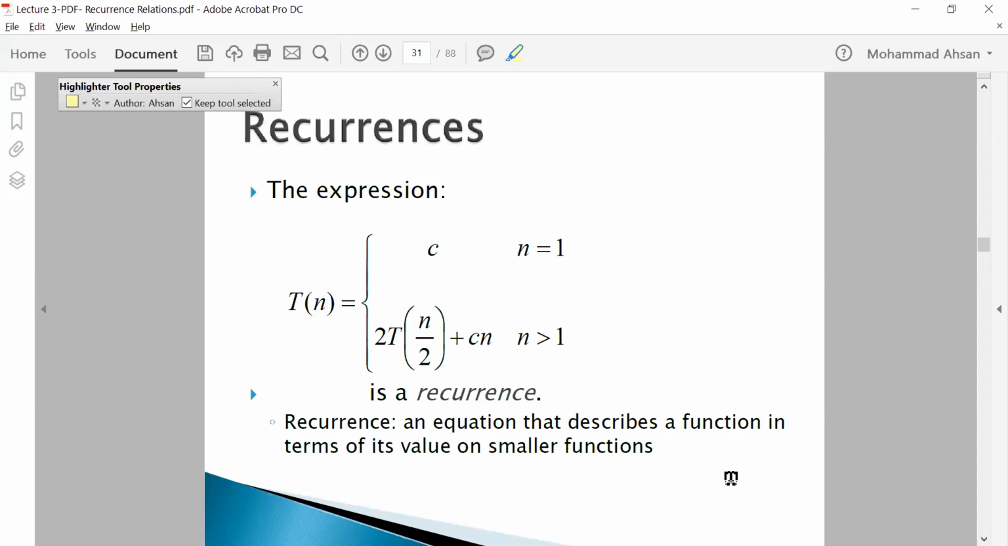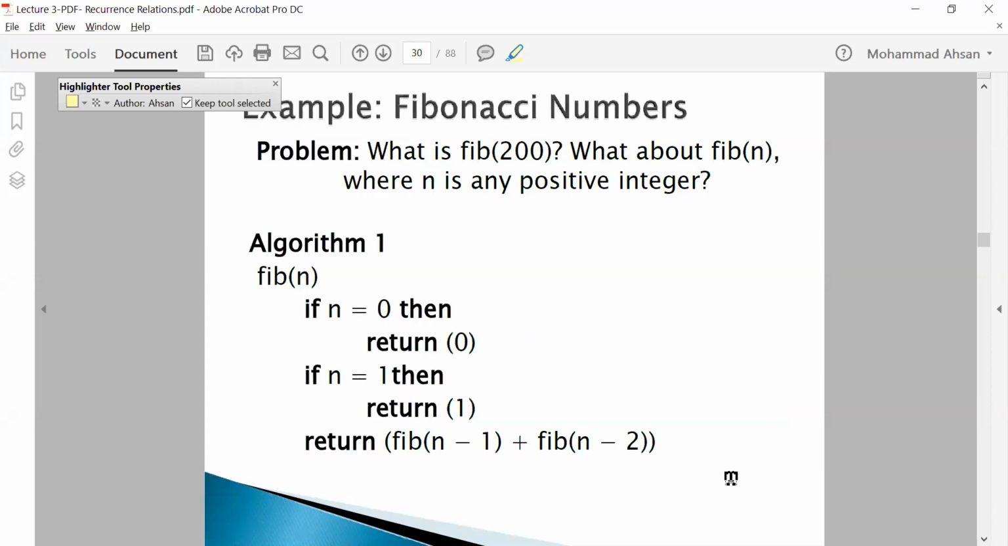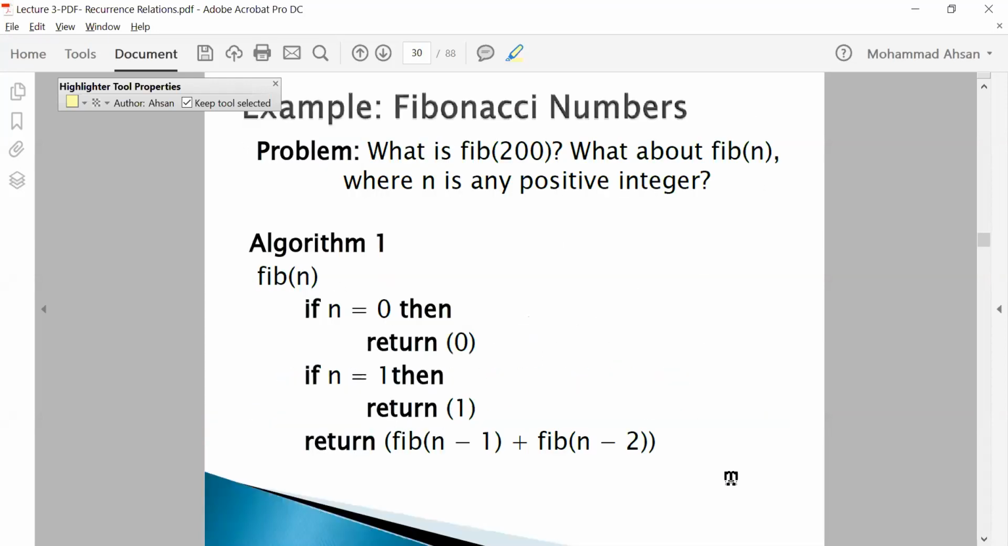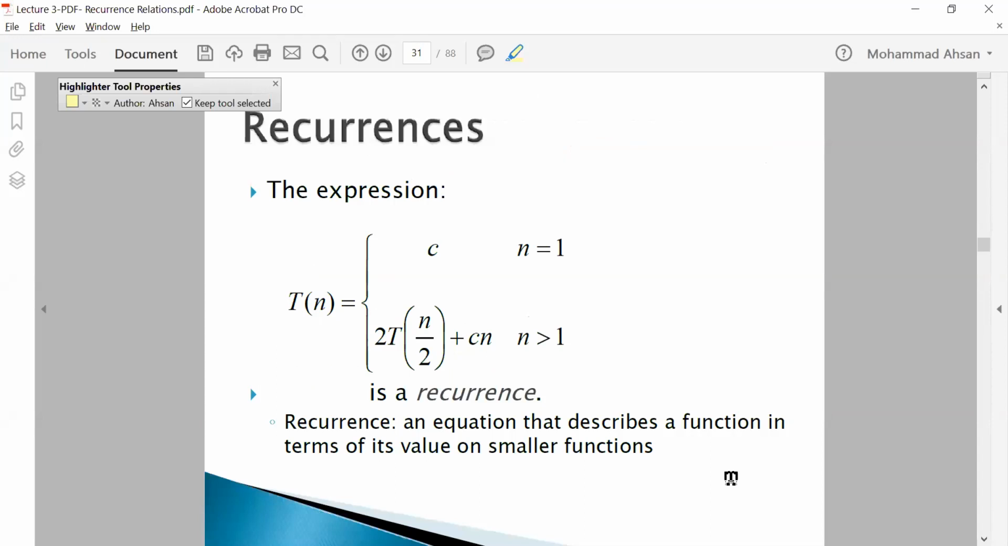Again, something like this is also a recurrence. If n is 1, your T of n is constant, and if n is greater than 1, the recurrence says T of n is equal to twice T of n by 2 plus C n. Here, we are defining fib n in terms of lower values of n. Again, here you have a function T of n which is defined in lower values of n. N by 2 is lower than n.